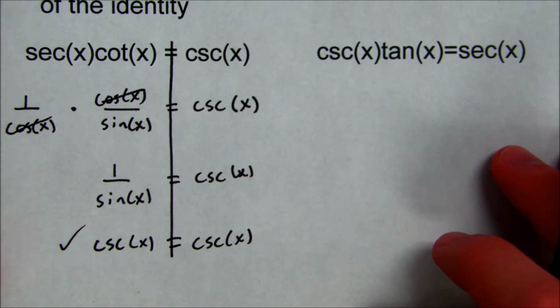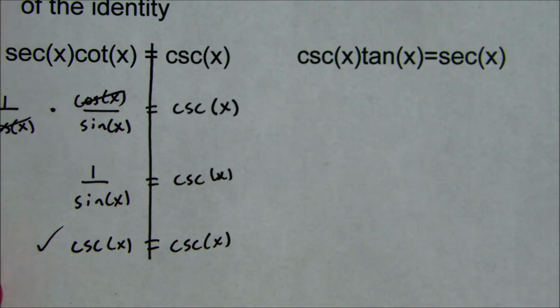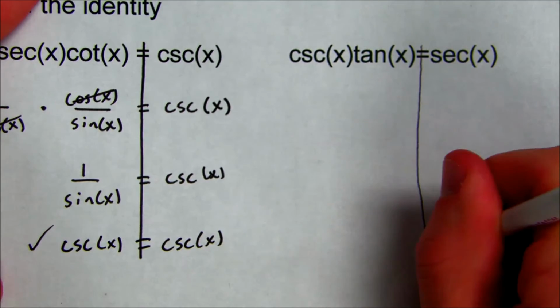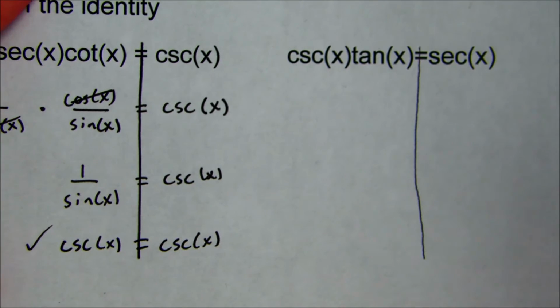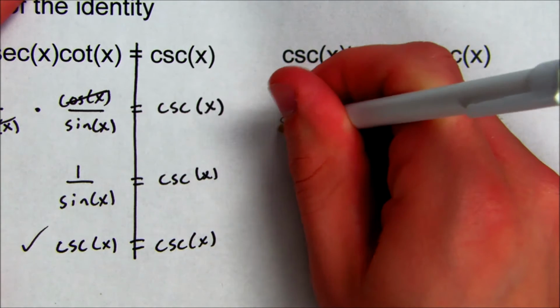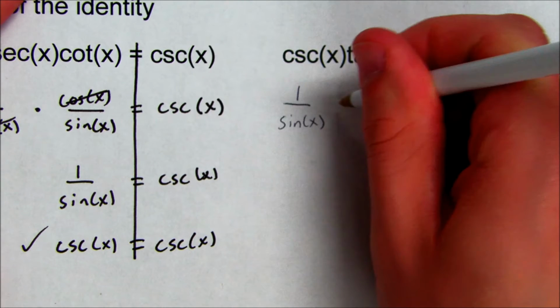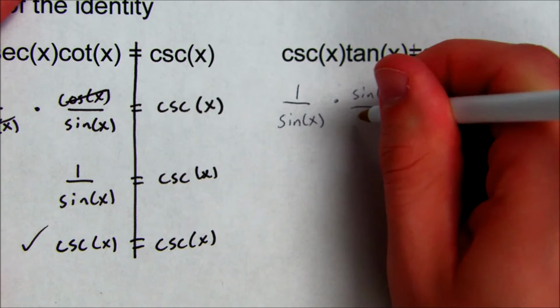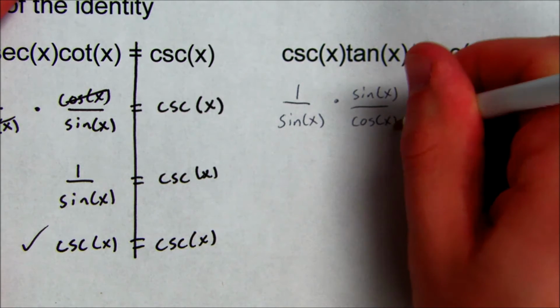Let's try the next one. I've got cosecant times tangent equals secant. Well, this looks very similar to our last problem. So again, I'm going to start with the left side because it's more complicated, and I'm going to break it down in terms of sine and cosine. I know that cosecant is 1 over sine of x. Tangent is sine of x over cosine of x. I eventually want to show it's equal to secant.